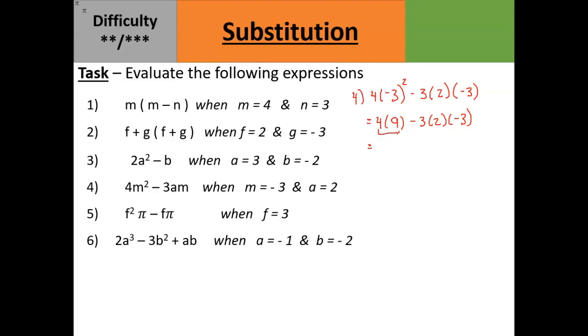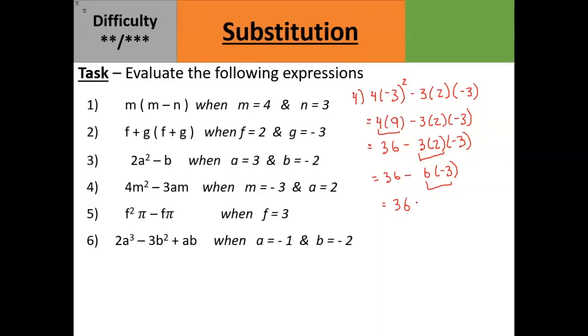So here's my first multiplication. So let's do 9 times 4. So we're going to get 36. Take away 3, bracket 2, bracket -3. And then let's do the next multiplication. So 3 times 2 gives me that 6, right? And then let's do the next multiplication, which is this piece. So we have a -6 times -3.